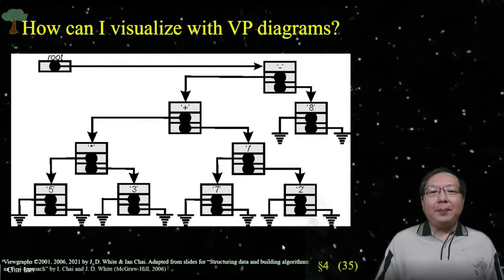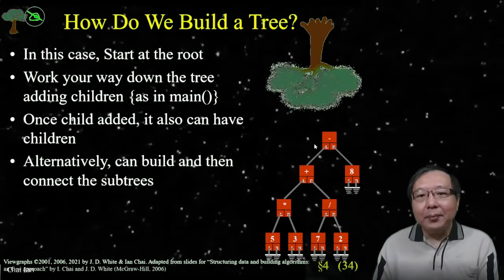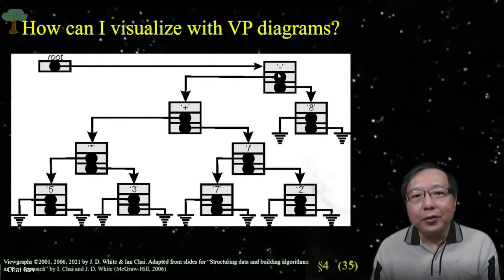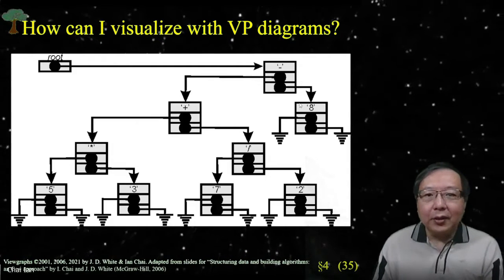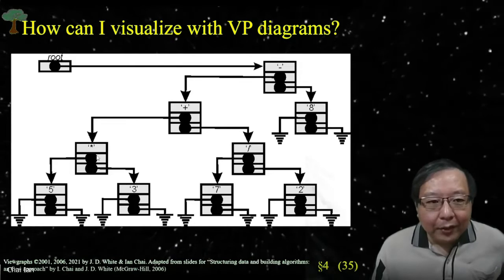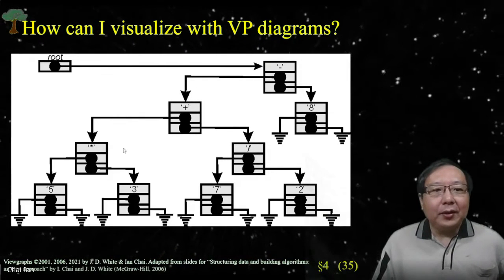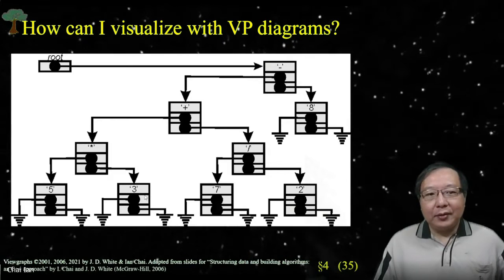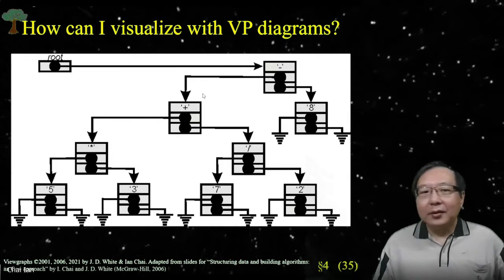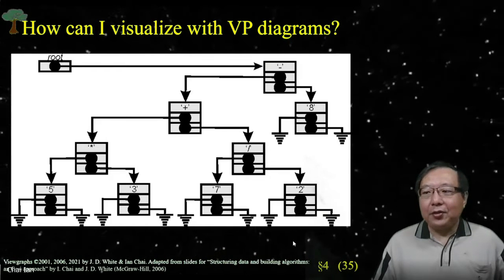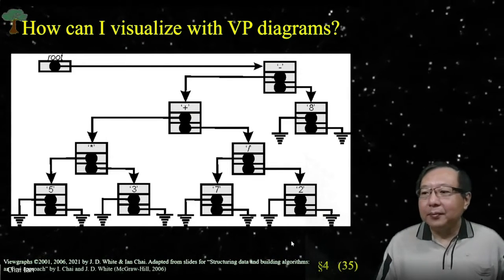So this is the VP diagram of the same tree. The root points to here, the left goes to here, the right goes to here. The right one has null. The left one got this one and this one. This one got this one and this one. And this one got null and null. This one got null and null. So the VP diagram mirrors the structure of the tree.